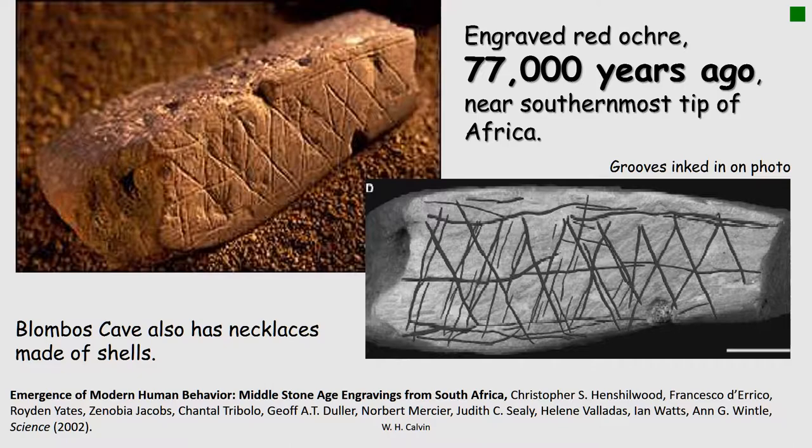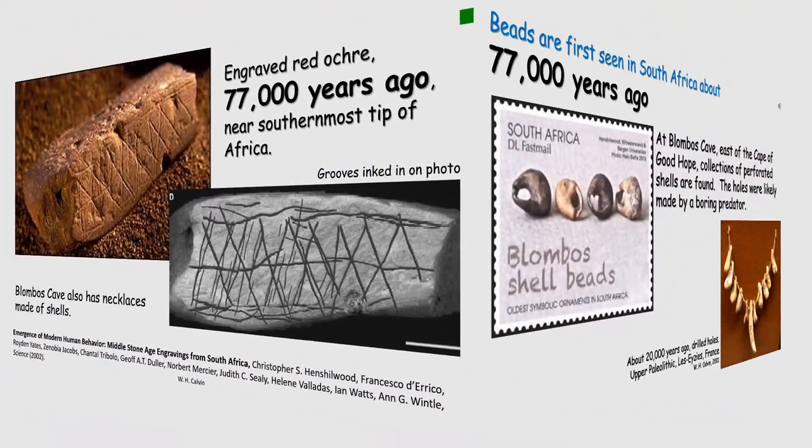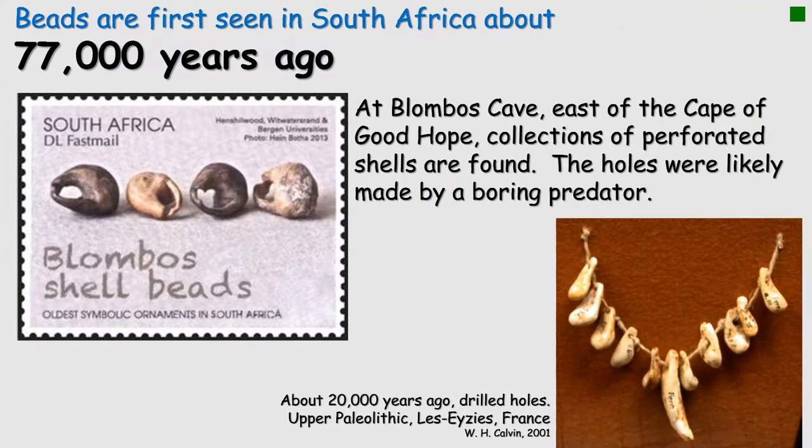And Blombos Cave also has necklaces made of shells. The holes in them were probably made by a boring predator, and they were simply utilized by being strung on something. On the right here, you see an example of not just shells, but here's a tooth with a hole in it. These are drilled holes.